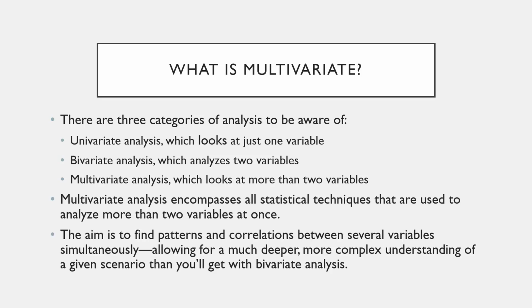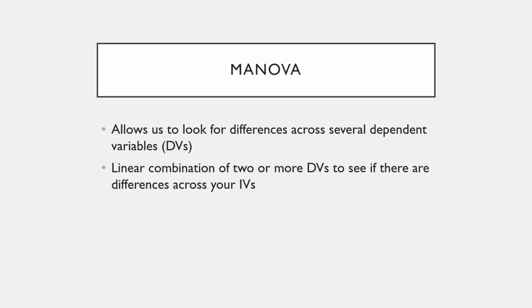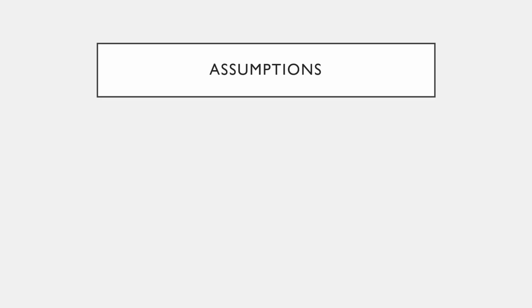The aim is to find patterns and correlations between several variables simultaneously, allowing for a much deeper, more complex understanding of a given scenario than you'll get with bivariate analysis. So MANOVA allows us to look for differences across several dependent variables at the same time. You need to look at the linear combination of two or more dependent variables to see if there are differences across your independent variables. There are, as with all of our statistics, some assumptions.